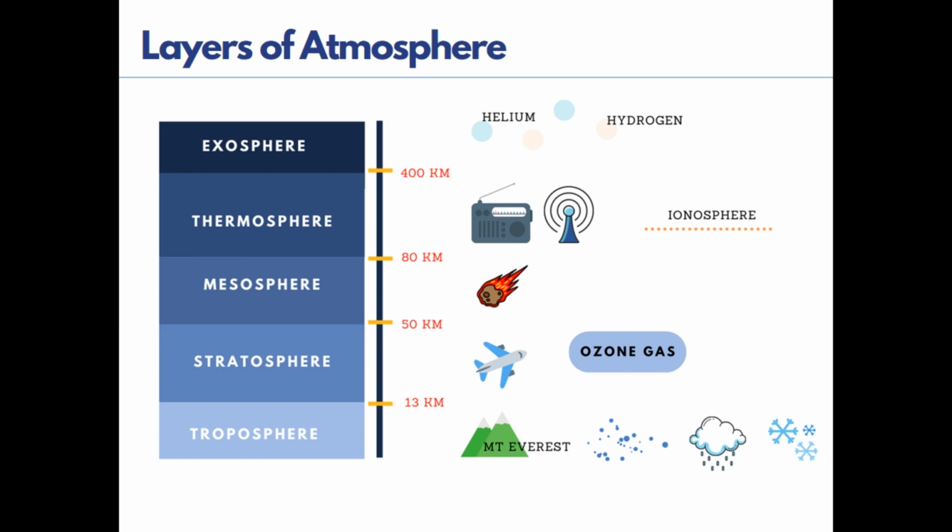Next comes the mesosphere. It's the middle layer and it extends up to 80 km. When meteoroids enter the Earth from space, they almost get burnt in this layer.